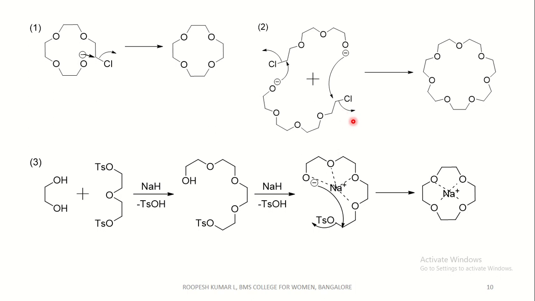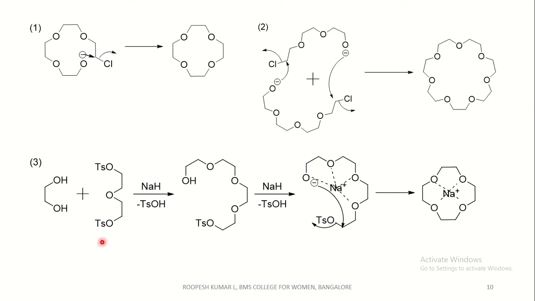And you can see in the second example, this is an intermolecular pathway. You can see there are two molecules. The nucleophilic end of the one molecule attacks the electrophilic end of the other molecule, and the same happens at the other end also, to form this crown ether, which is a 21-crown-7.